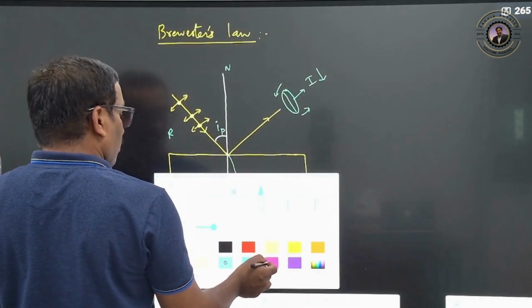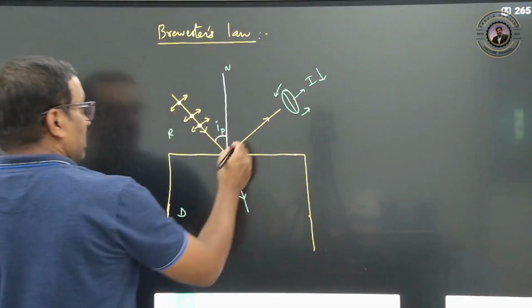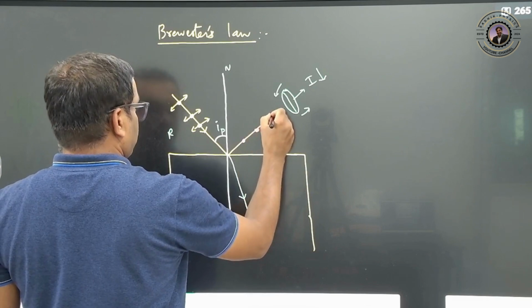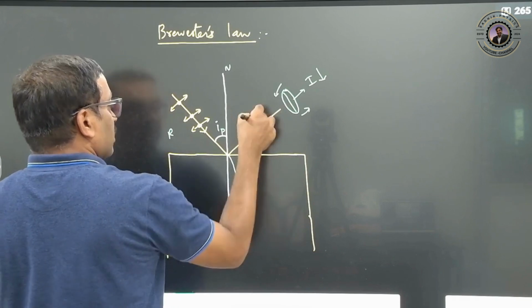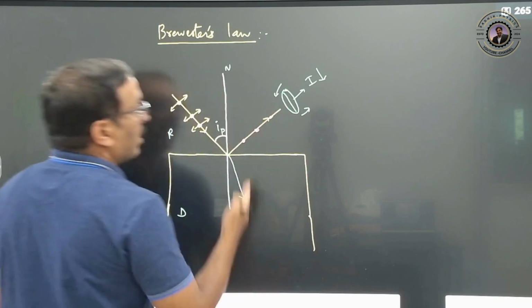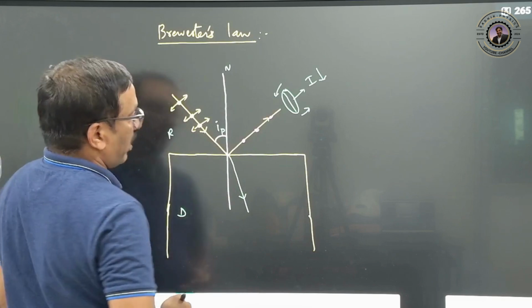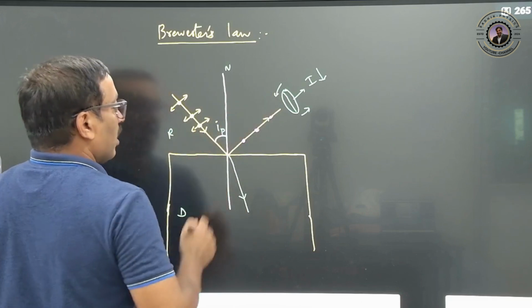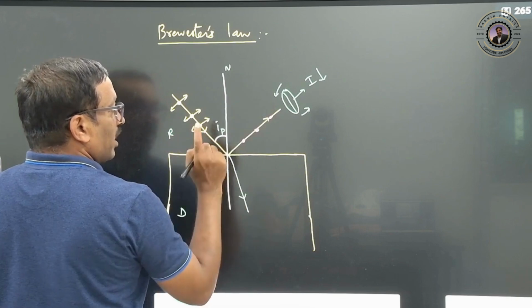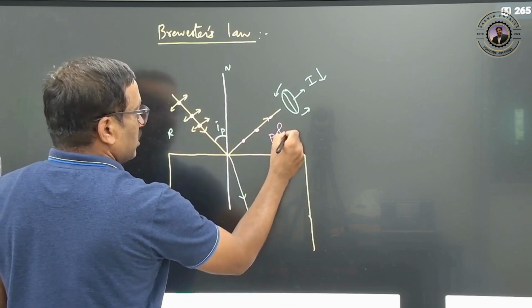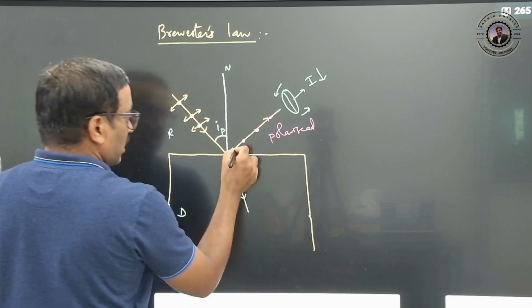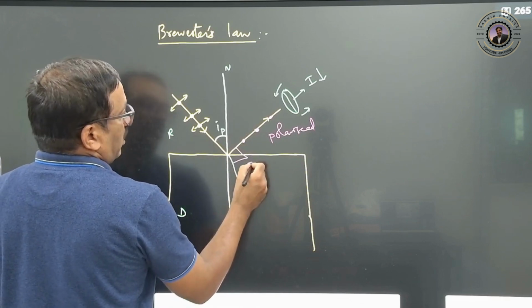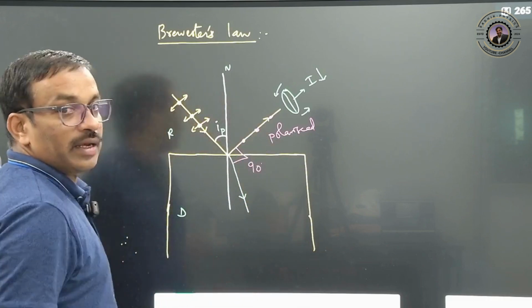He also said one more point: when this is completely polarized, the electric field vectors are perpendicular to the plane of paper. So it is said to be polarized perpendicular to the plane of paper. And at that point, one more thing is also happening: this reflected ray and refracted ray are perpendicular to each other. The angle between them is 90 degrees.